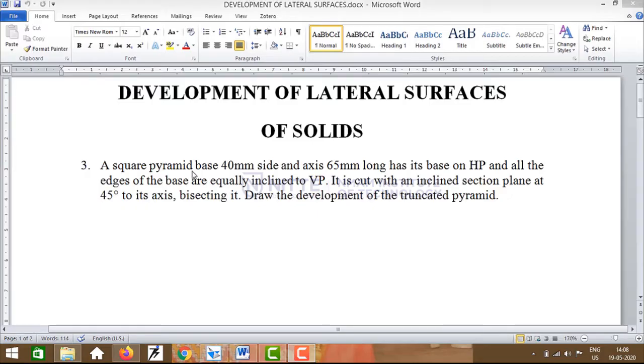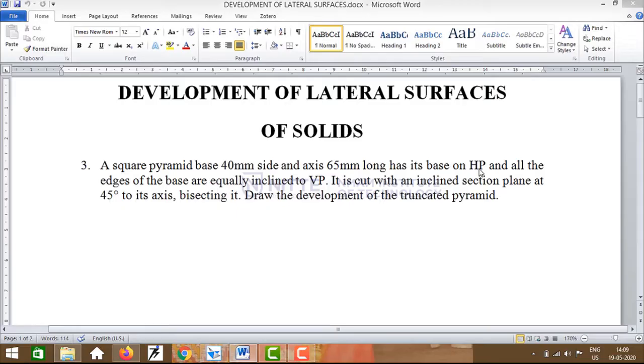A square pyramid with base 40 millimeter side and axis 65 millimeter long has its base on HP and all the edges of the base are equally inclined to VP. It is cut with an inclined section plane at 45 degree to its axis, bisecting it. Draw the development of the truncated pyramid. Okay, so it's a square pyramid. The base dimension and axis height is given.